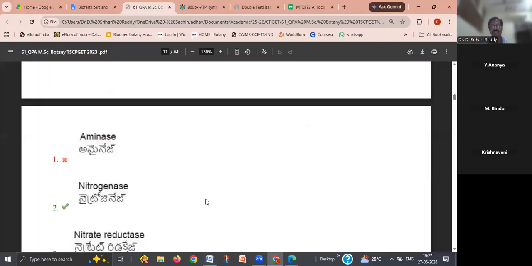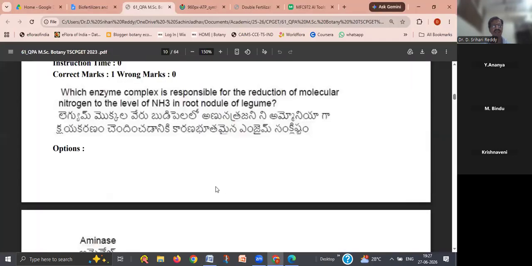So here, which enzyme complex is responsible for the reduction of the molecular nitrogen to the level of ammonia in root nodule of legume? The right answer is nitrogenase, and the pigment which is present in the root nodules is leghemoglobin. That also should be remembered. And also there are some genes which are involved in the nitrogen fixation. They are called as NIF genes, NIF. So that also you should remember.